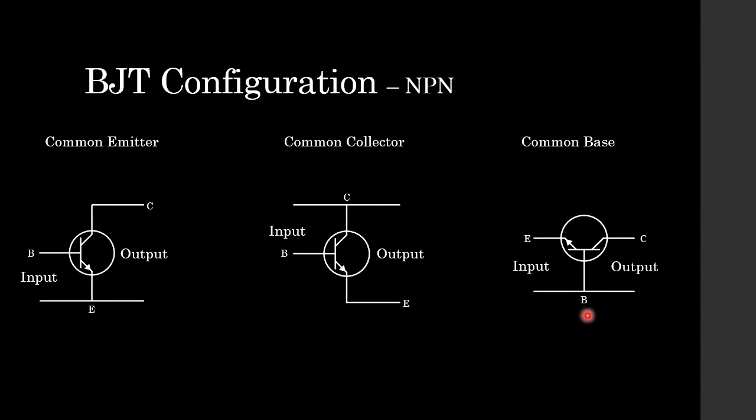Finally, students, we have the common base configuration. And in the common base configuration, looking at our input and our output, the base terminal is common to them both. At the input, we have the emitter and the base, and at the output, we have the collector and the base. Now, students, we're not going to go into much more detail of the configurations for the BJT in this lecture. Future lectures where we look at the actual biasing and how we go about biasing the BJT will look into these different configurations in more depth.